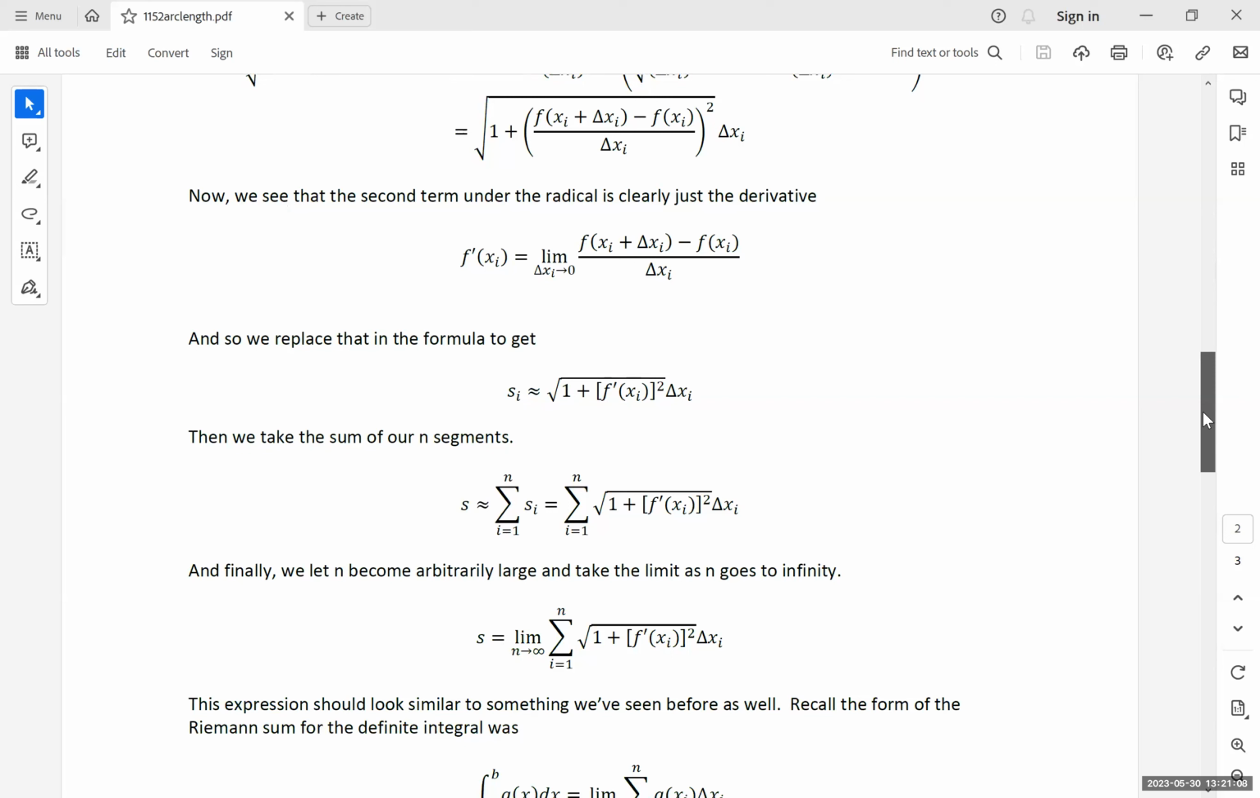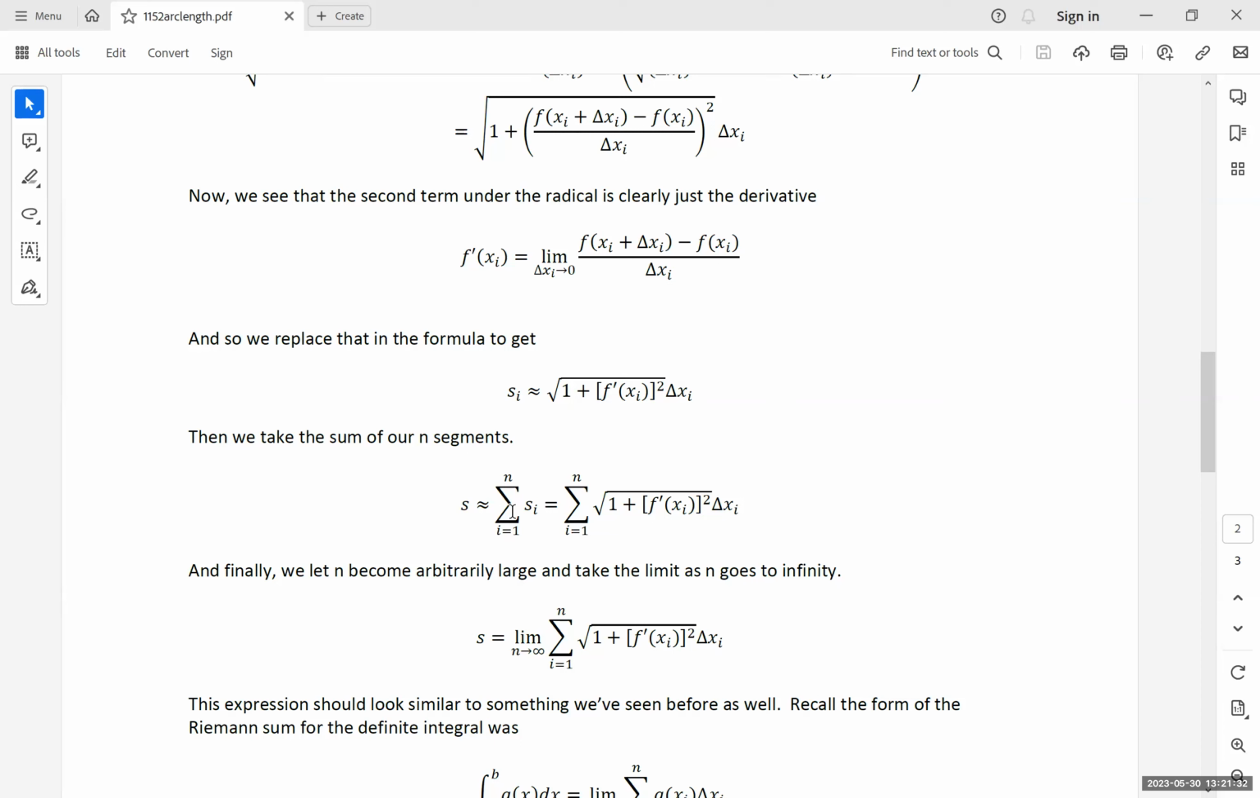So again, I haven't taken the limit yet. All I've done is rearrange some algebra so that for each little segment of the graph, instead of using the distance formula, I'm now using the square root of 1 plus f prime squared, times the length of my segment in x.